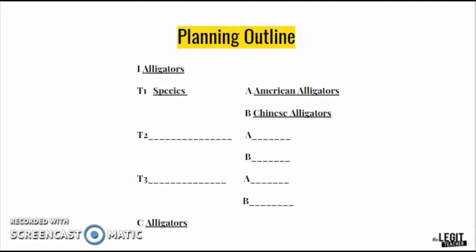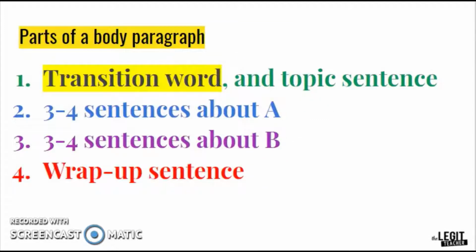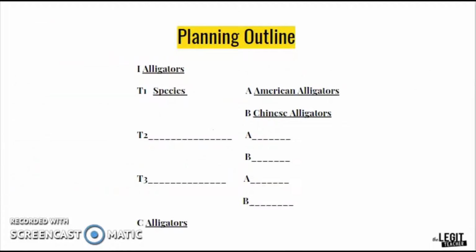So let me share with you the parts of a body paragraph. First, we have the transition word, which is a part of the topic sentence. Second, we have 3 or 4 sentences about A. And third, we have 3 or 4 sentences about B. The last part of the body paragraph is the wrap-up sentence. So let's review our plan one more time. Our topic 1 is alligator species, and we're going to write about American alligators and Chinese alligators.